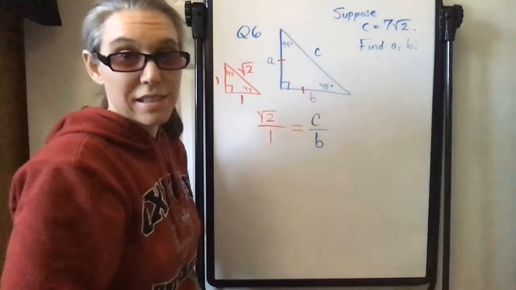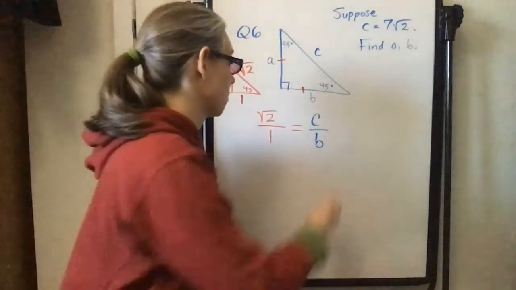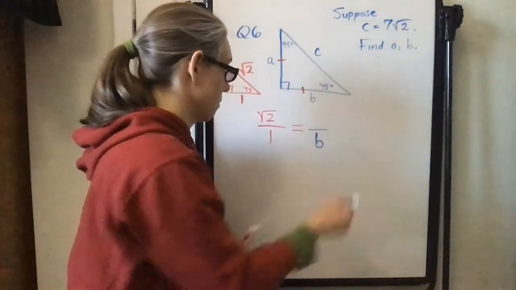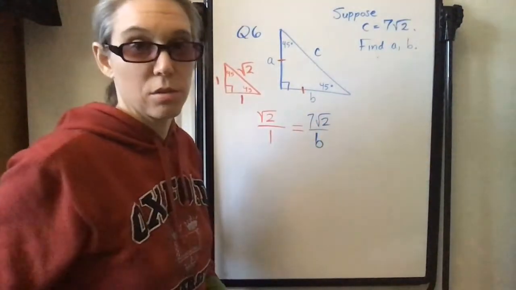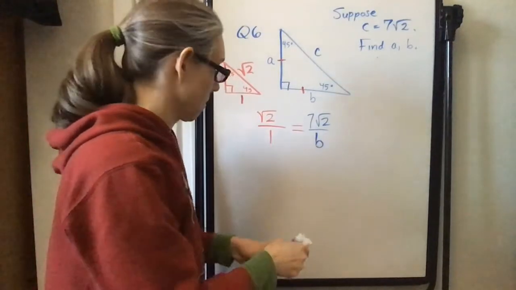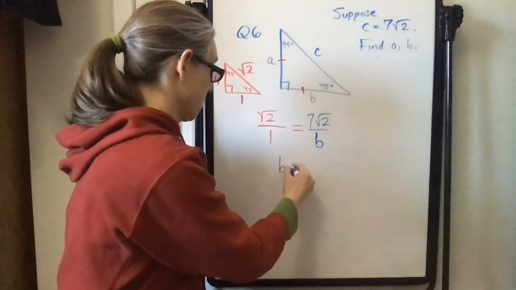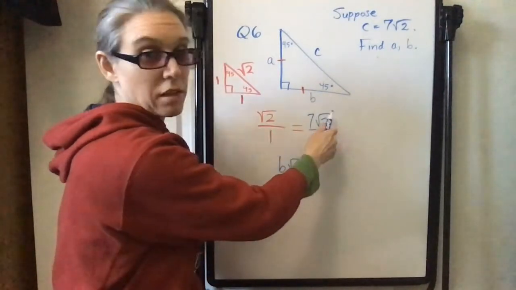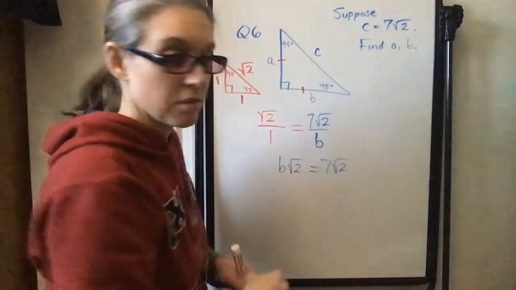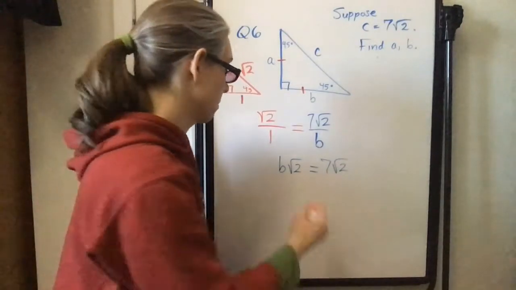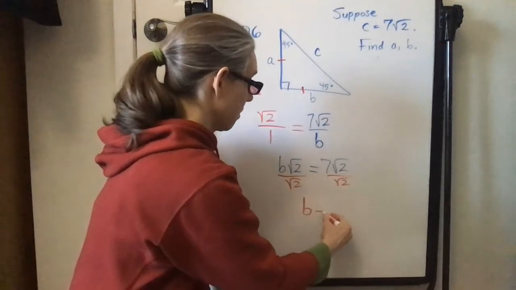Of course, what is C equal to? We know that C is equal to 7 square root 2. So now you simply cross multiply. Root 2 times B equals 7 root 2 times 1. Divide both sides by root 2. B is equal to 7.